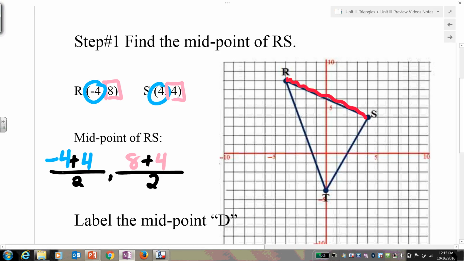We're going to label this midpoint D. -4 plus 4 is 0 over 2. This is 12 over 2. So our coordinate for the midpoint is going to be 0, 6. We're going to label that midpoint D, which is right there. So D is at 0, 6, and it is a proven midpoint.